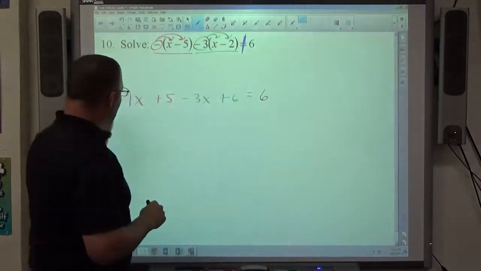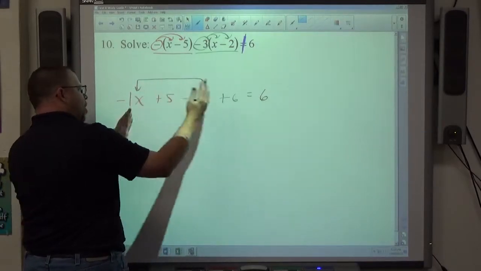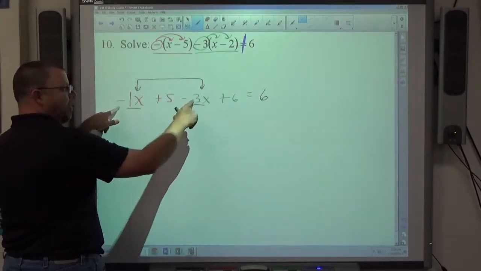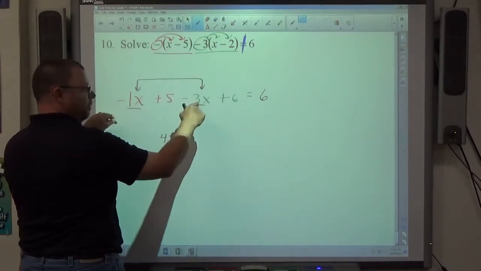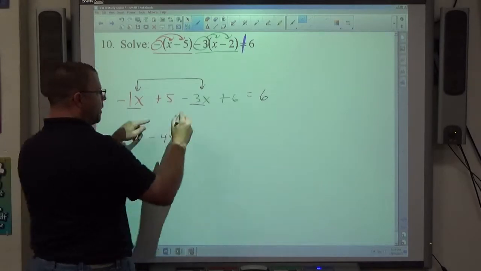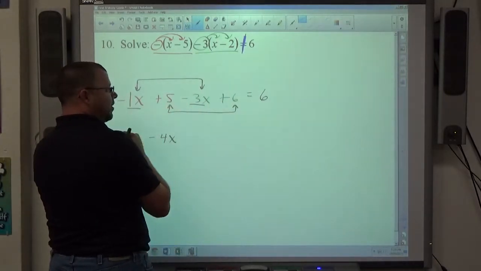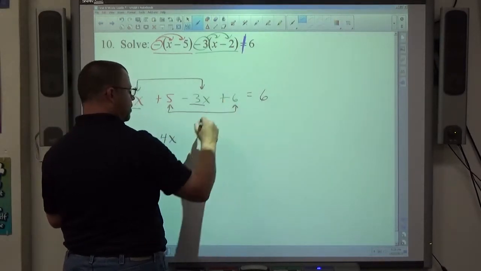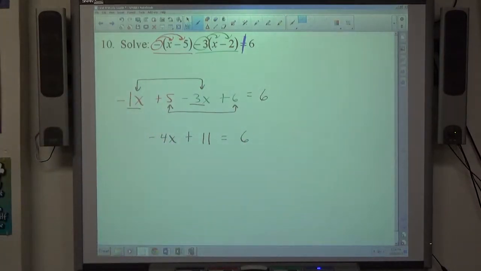And what's left to do on the left-hand side is like terms. These are both on the left-hand side, so it's just a matter of adding these two things up because they're on the same side by the sign rule. So signs are the same, I add. The sign of bigger number 3 is negative. Same thing here. These two things are like terms. They're on the same side, so I just add them together based on sign. 5 and 6 are both positive, so you add. 6 is bigger, so it's positive. So negative 4x plus 11 equals 6.